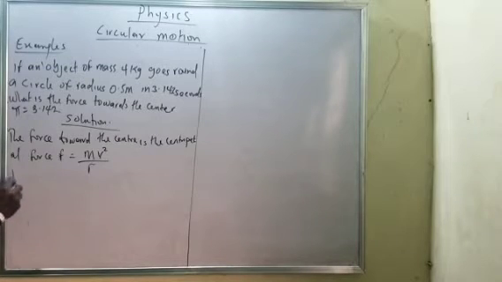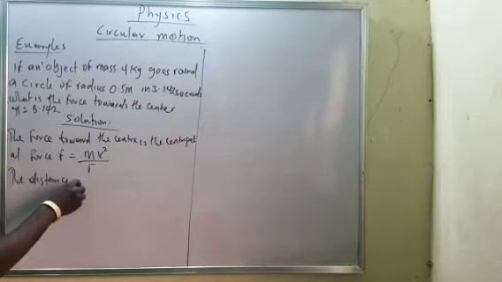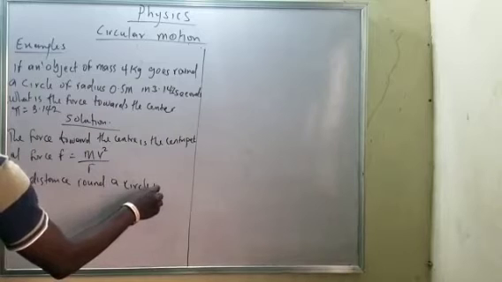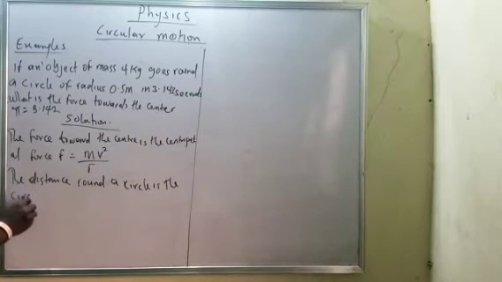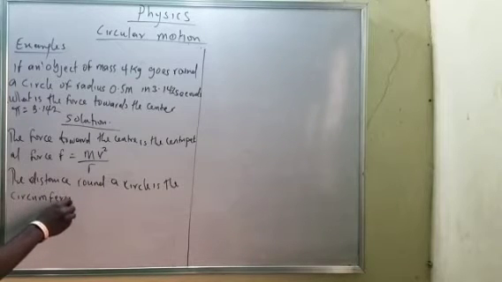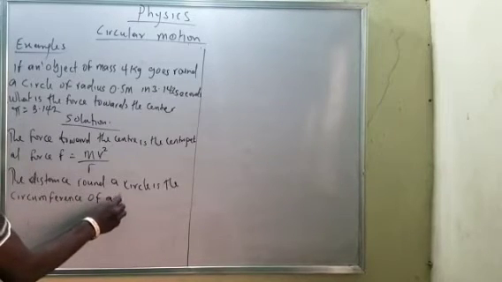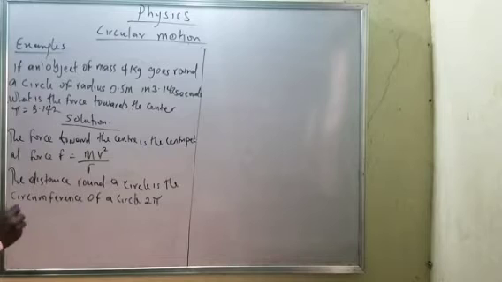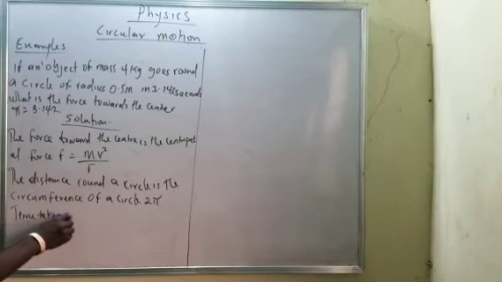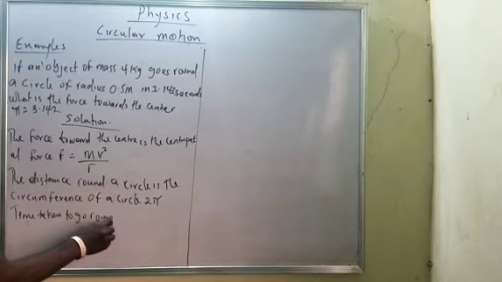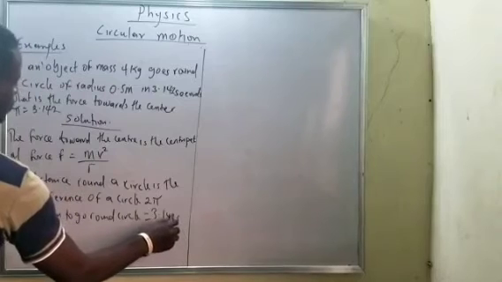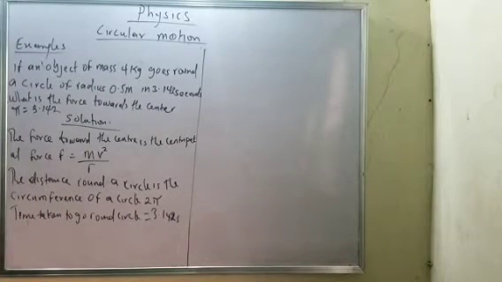Now, the second thing I will look after: the distance round a circle is the circumference of a circle, 2 pi r. The time taken to undergo one round of the circle is equals to 3.142 seconds.